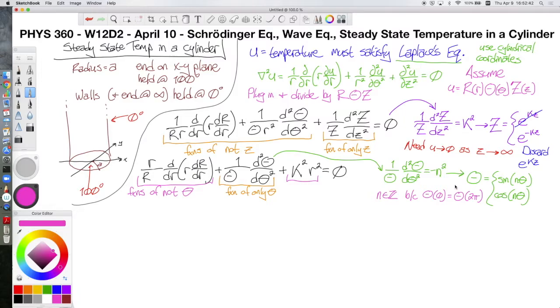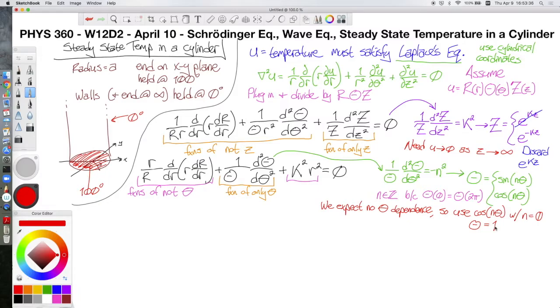For the particular problem we're working on, we do not expect any dependence on theta, because our initial conditions, the temperature at the base of the cylinder, is rotationally symmetric. So we expect our solutions to be rotationally symmetric as well. So we're going to use the cosine of n theta with an n value of 0. Let me fix that real quick. And in this case, capital theta just becomes the constant 1.